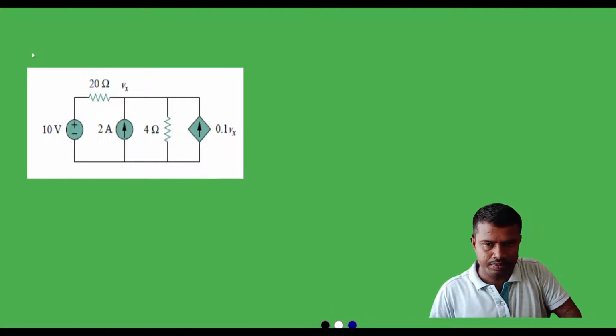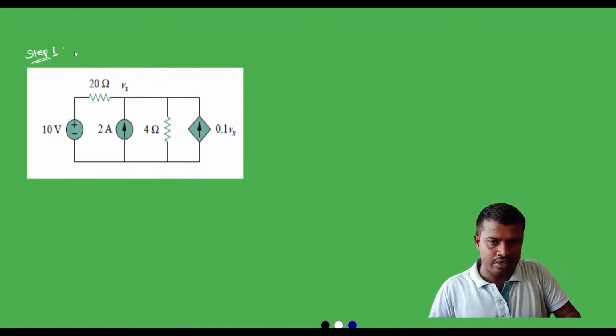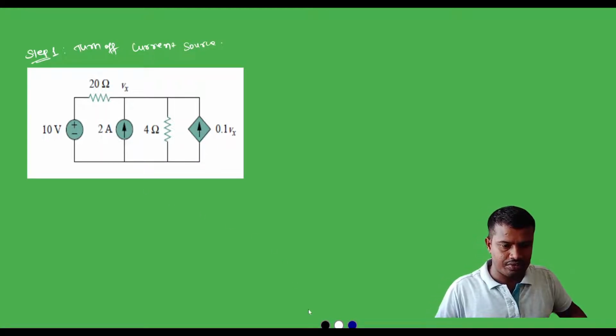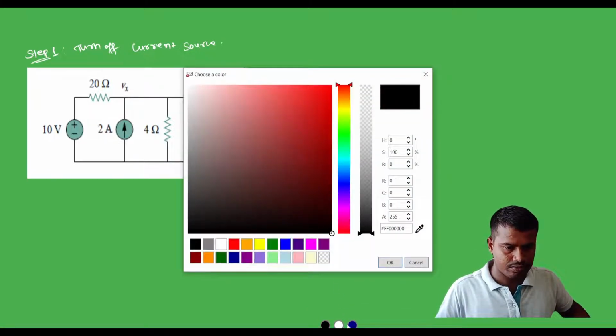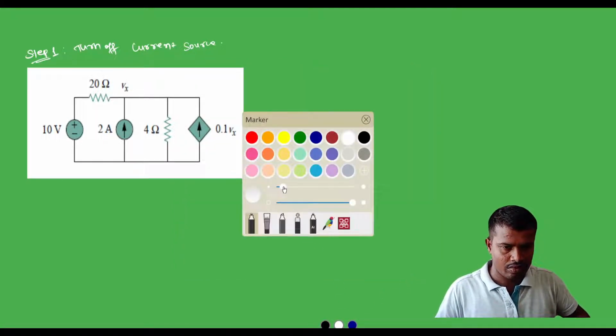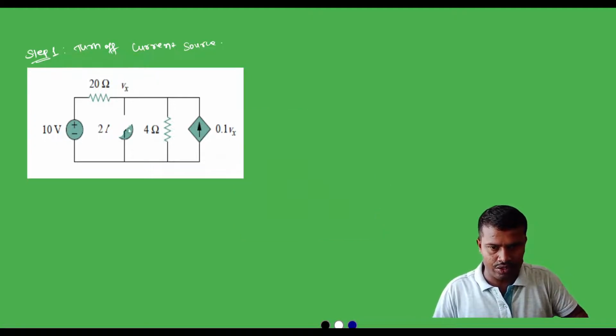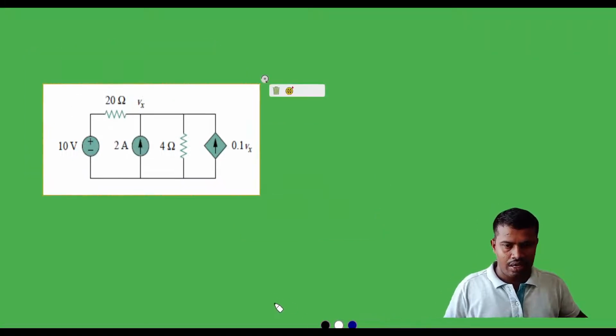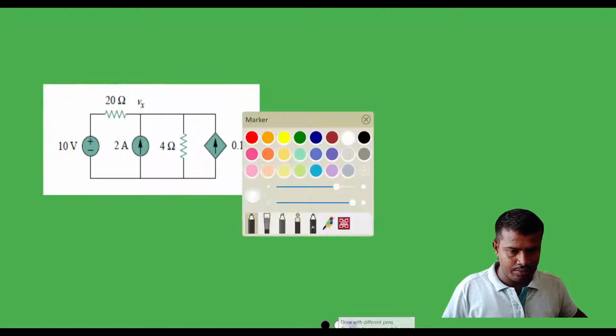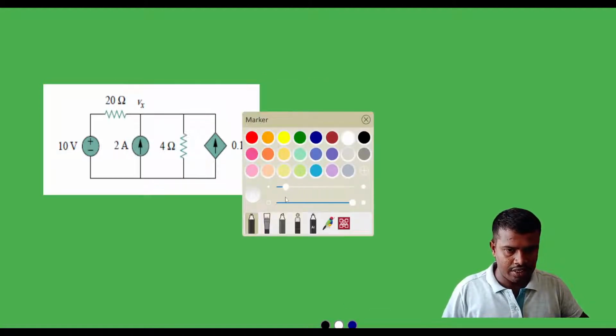Step 1, in this we will turn off the current source. We are going to turn off the current source. So the current source can be turned off like this. In the first step we need to turn off the current source.